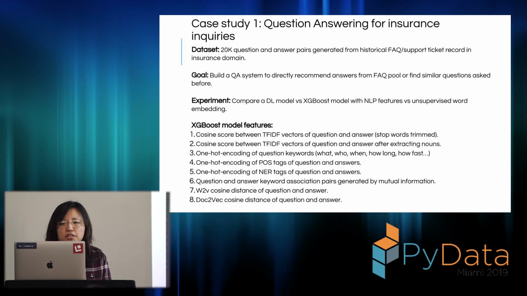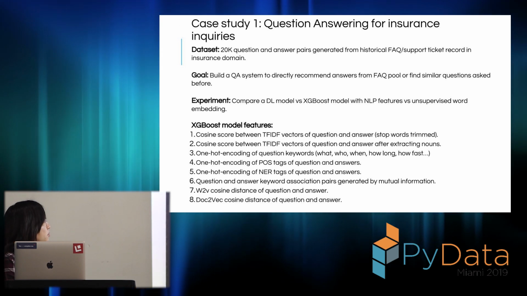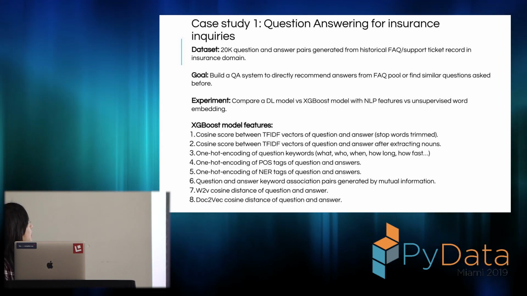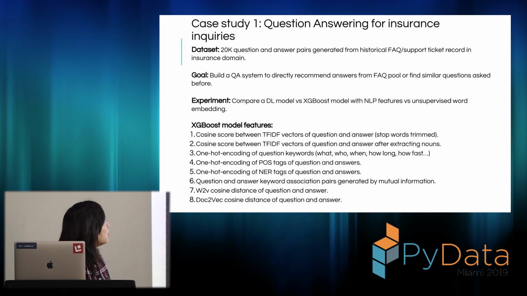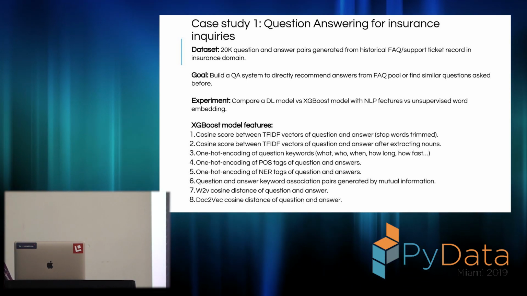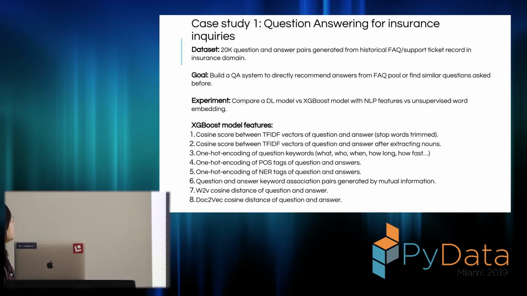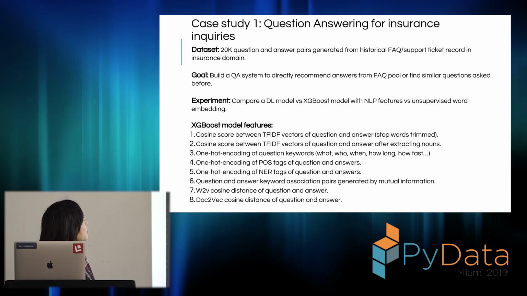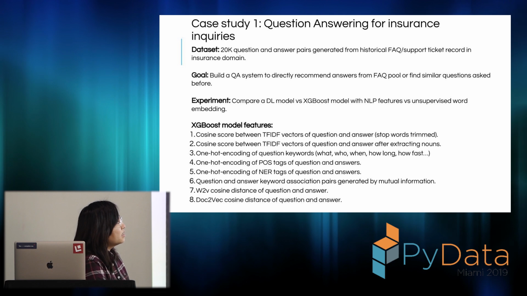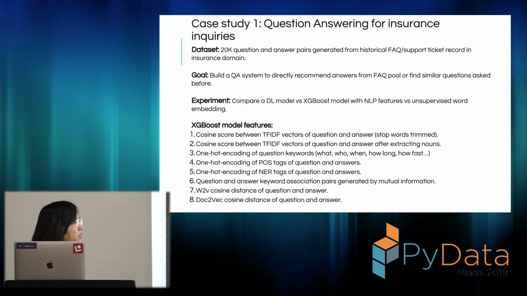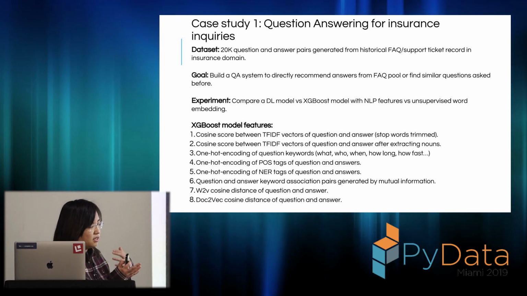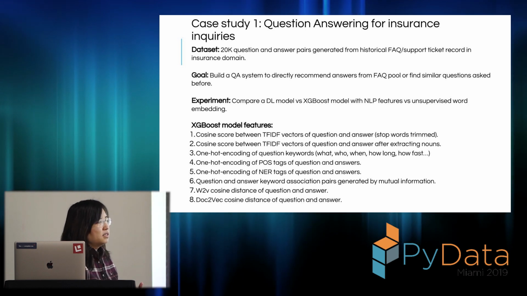Okay, after comparing the algorithms, let's see the comparison of deep learning versus machine learning in a few case studies. The first case study I'd like to talk about is a question answering system for insurance inquiries. This is the project we did at LucyWorks. So we got a data set called InsuranceQA online. It's basically 20K question and answer pairs generated from historical frequently asked questions or support ticket records in the insurance domain. And the goal is to build a question answering system to directly recommend answers from this existing FAQ pool or find similar questions asked before.